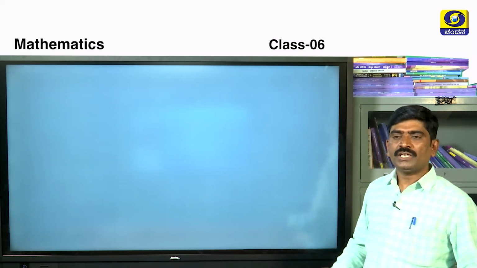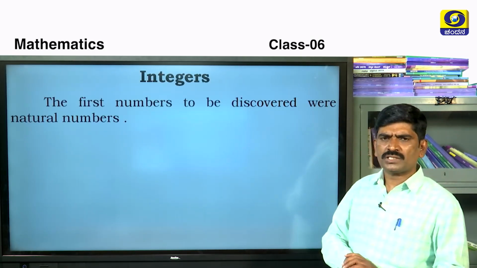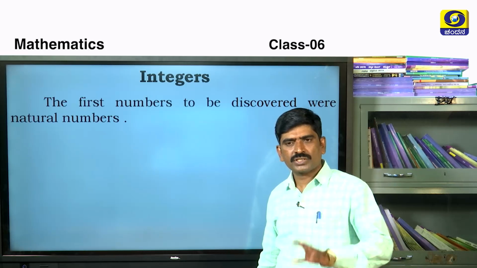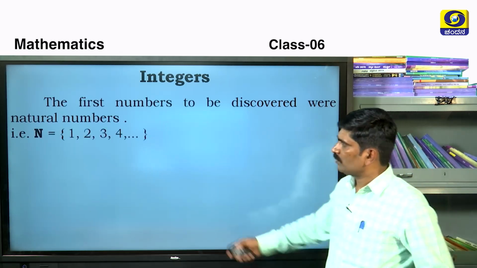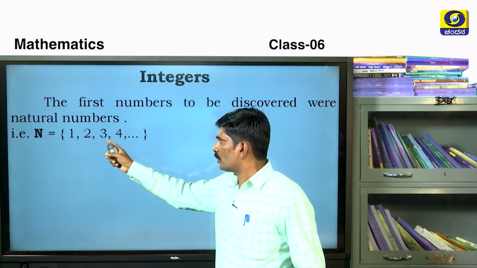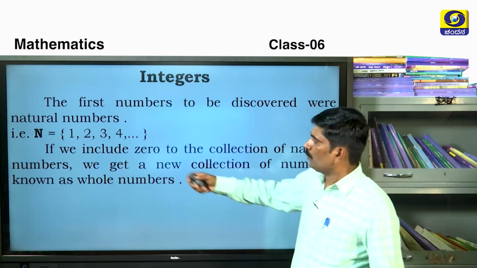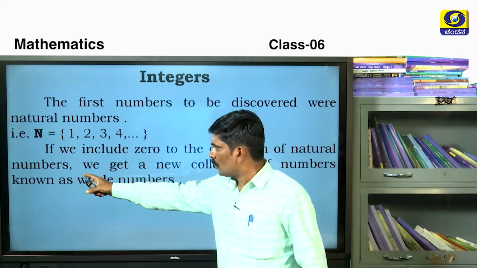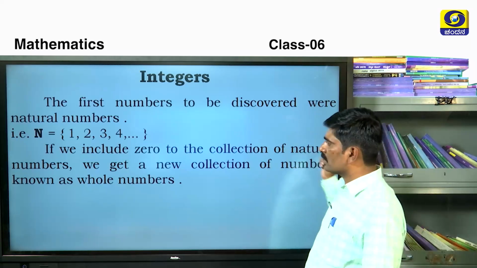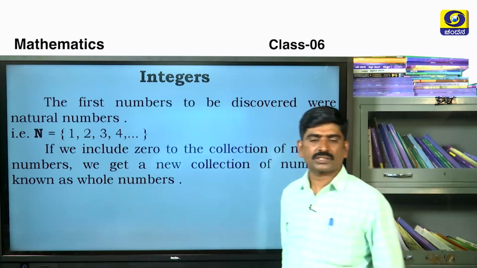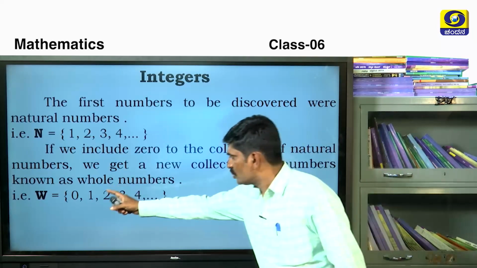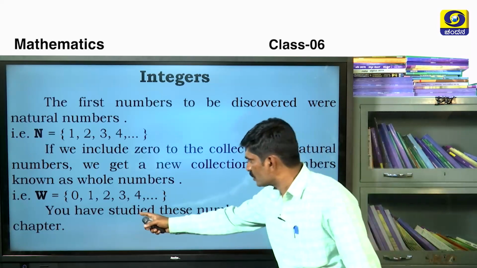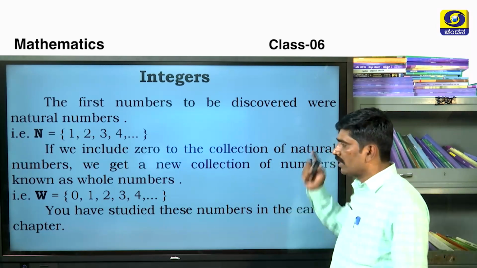Okay. First, integers. The first numbers to be discovered were natural numbers, that is N is equal to 1, 2, 3, 4, etc. Then, if we include 0 in the collection of natural numbers, we get a new collection of numbers known as whole numbers. That is W is equal to 0, 1, 2, 3, 4, etc. You have studied these numbers in the earlier chapter.